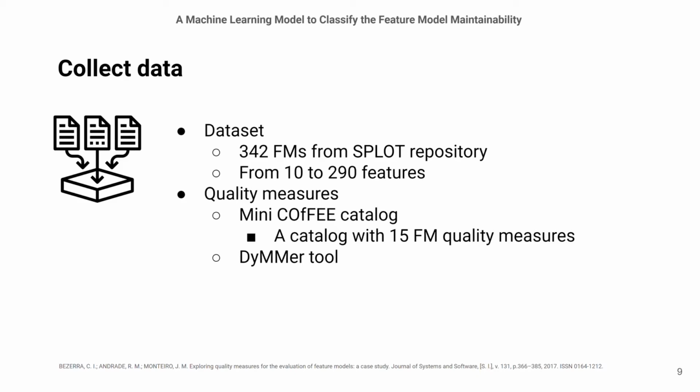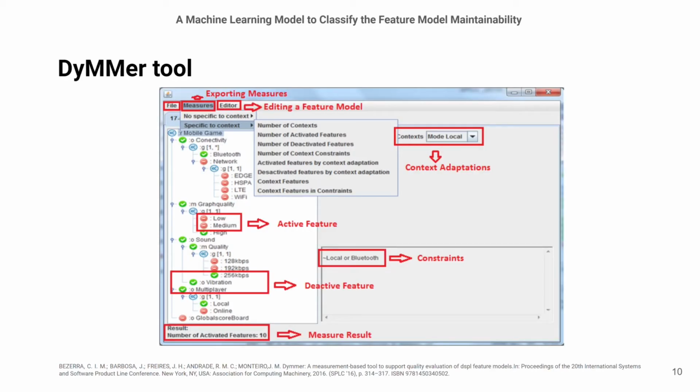We also chose the DyMMer tool to collect the 15 measures for each feature model in a dataset. We chose the DyMMer tool because we already knew it and because this tool supports all 15 measures in the Minicoff catalog. This is a screenshot of the DyMMer tool. As you can see, the tool supports modeling feature models for conventional software product lines and dynamic software product lines, and it also calculates quality measures for feature models.